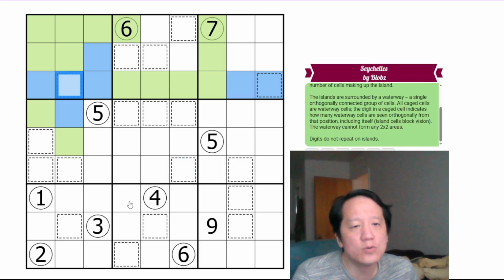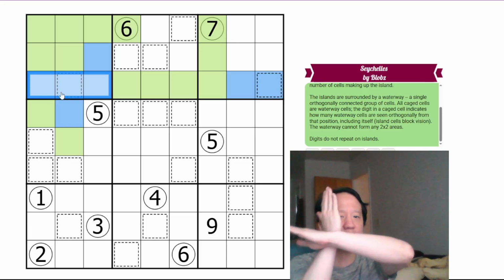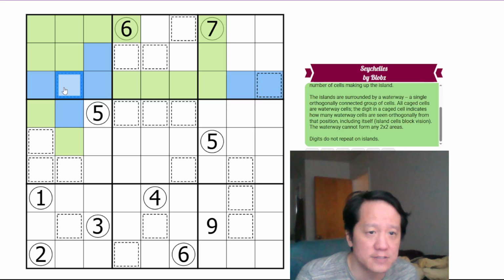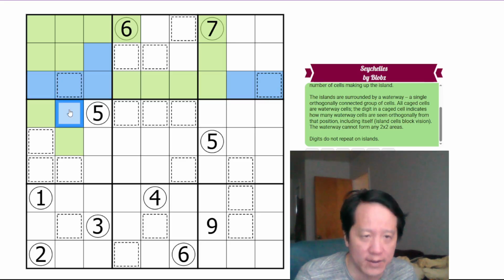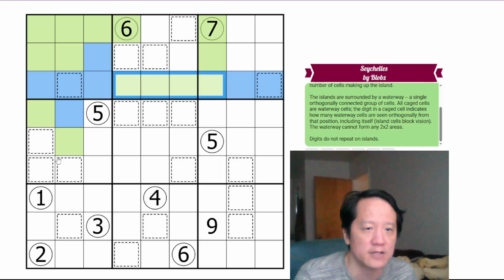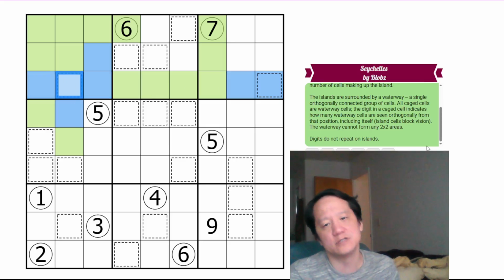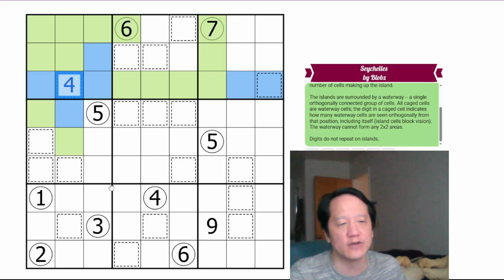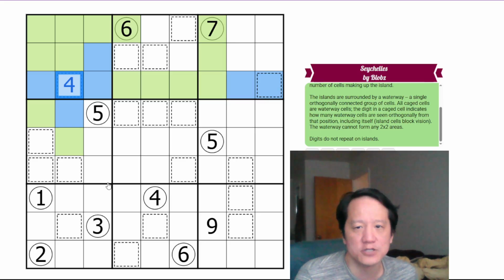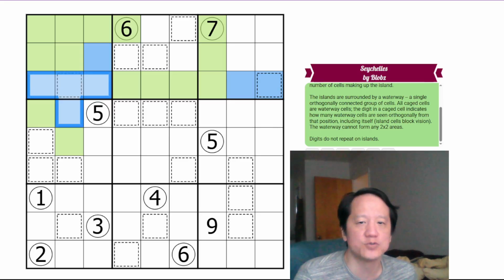We know this cell only sees, so how many cells does it see orthogonally, which is just horizontally and vertically? It sees itself, it sees this one, and that one. It's blocked from seeing other cells by these island cells, so it would not see that. So in this case, it would only see 4 cells, so it would have to have a 4 in that caged cell. And that's an example of how caged cells work.